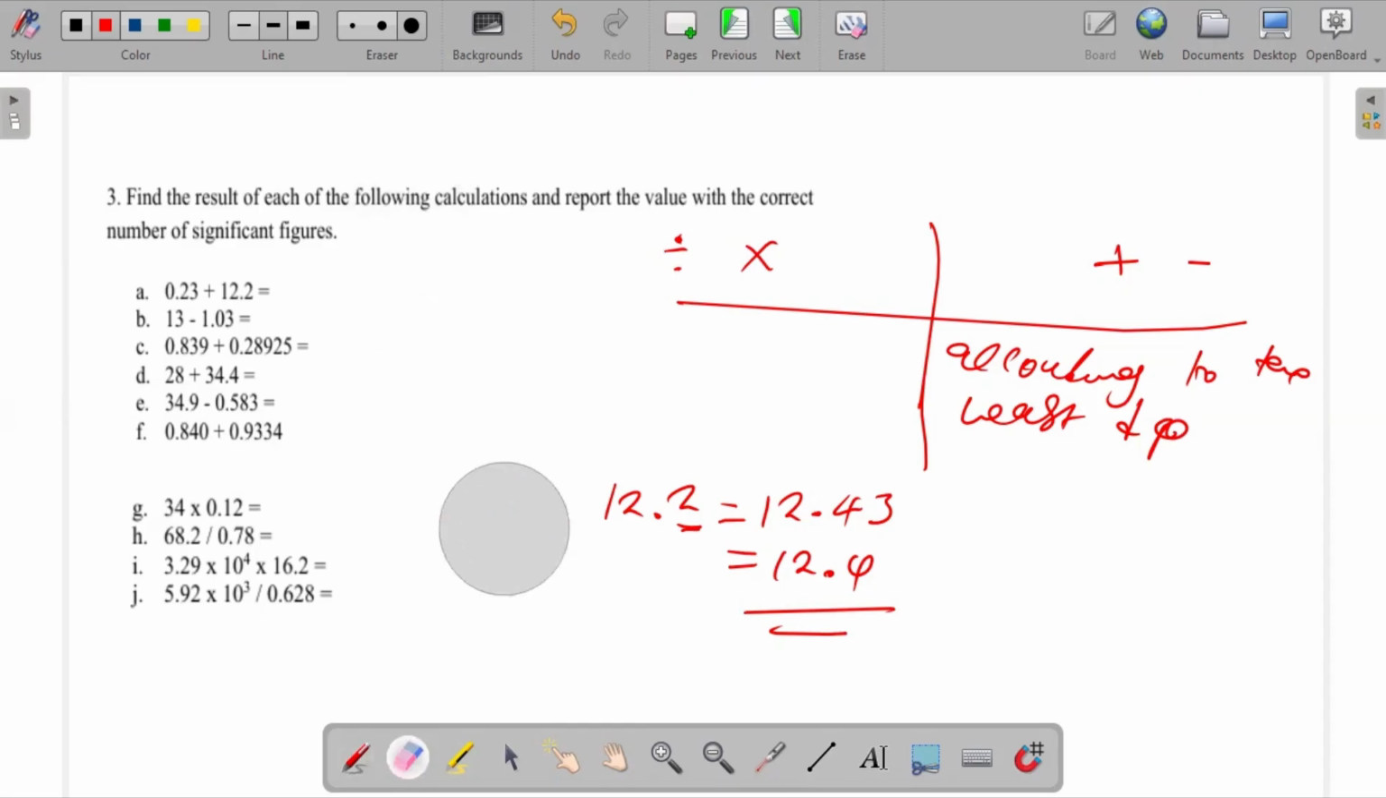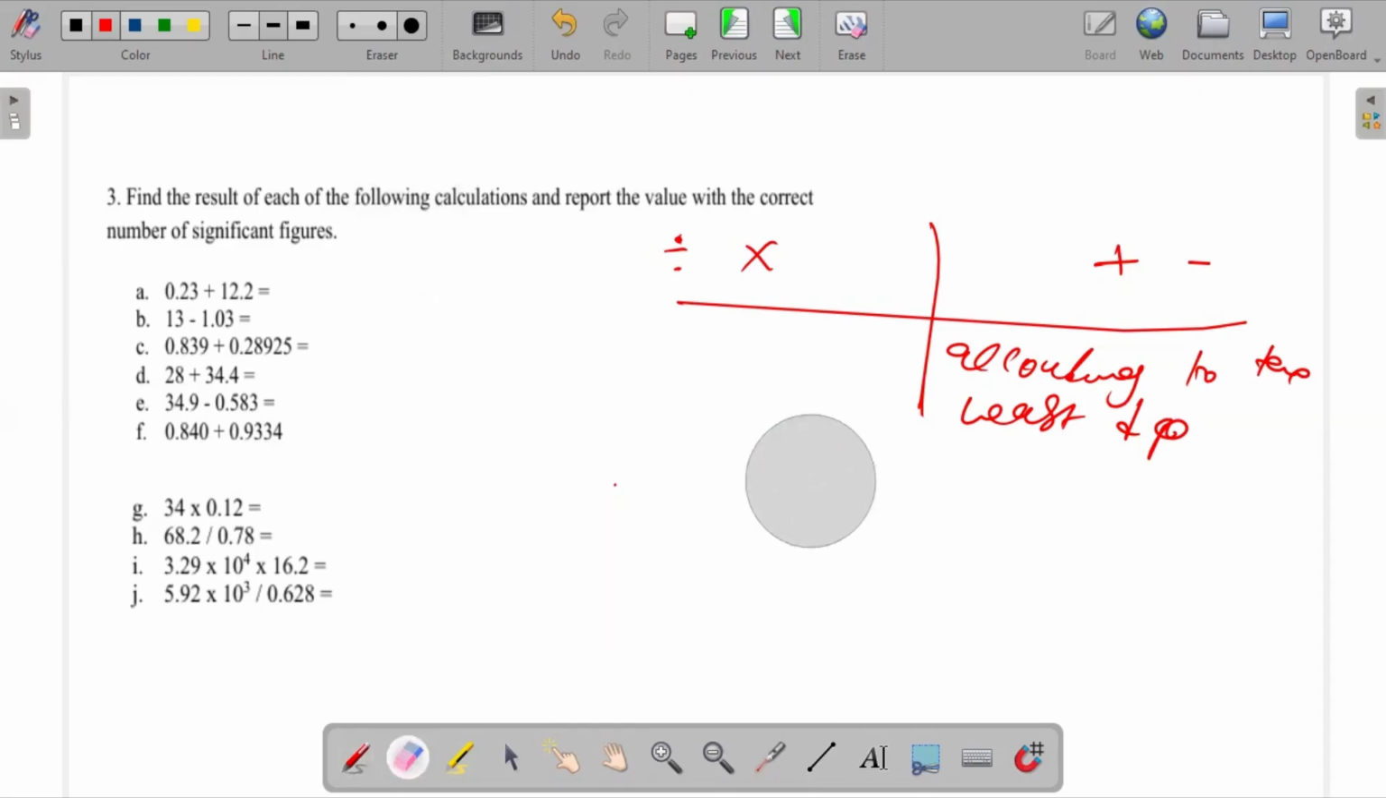The same applies when you're subtracting. So the second one here, let's do the second one. We're having 13 minus 1.03. So 13, how many decimal places are there in 13? 0, right? So it means that our final answer should not have any decimal place, isn't it? So let's subtract the 2. When we subtract the 2, what are we getting? 11.97.